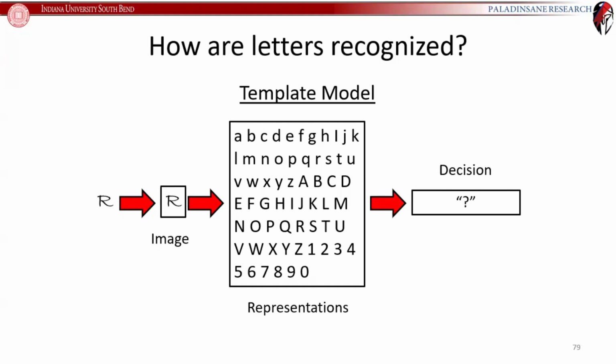So that was a template model. And as you can see, the template model fails. It completely fails because we can recognize that as an R. And the template model says, no, you can't. If you're using this template model, you can't recognize that new font. So therefore, this cannot be the way that our mind represents letters.